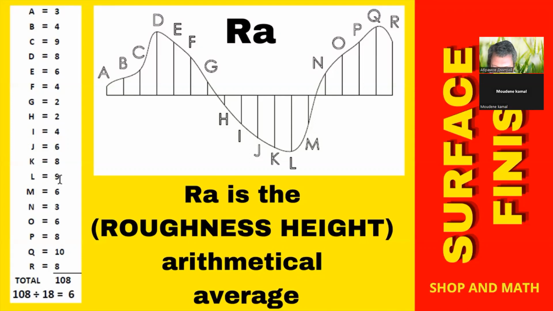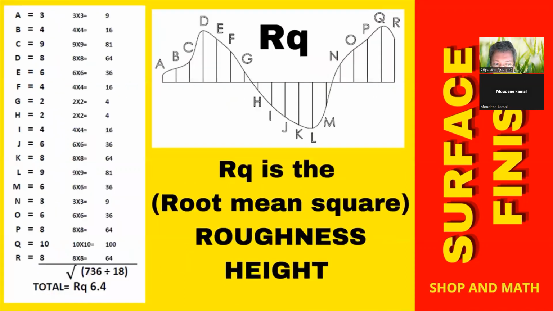To help clarify things, RA, RQ, and RZ is just a setting that you're going to be using on the surface roughness tester, and it will do the equation for you. RQ is the root mean square roughness height. Just like on the RA, we have 18 lengths. So we square each length, and then when we total them up, we get the square root from it. In this case, RA for the same measurement was 6, RQ is 6.4.